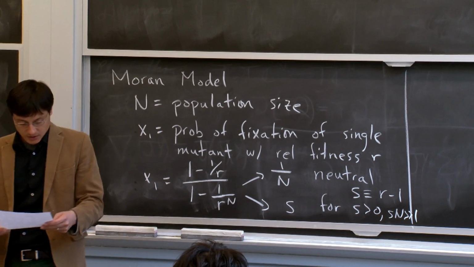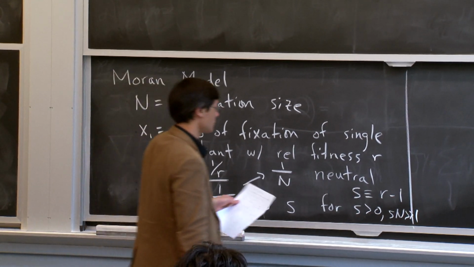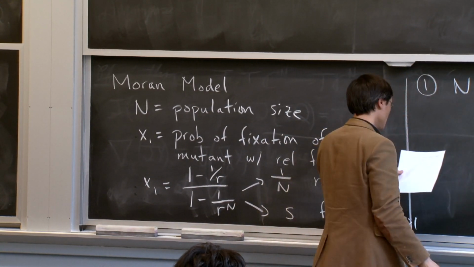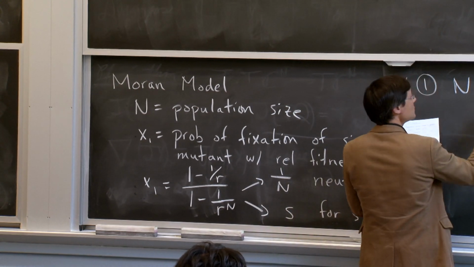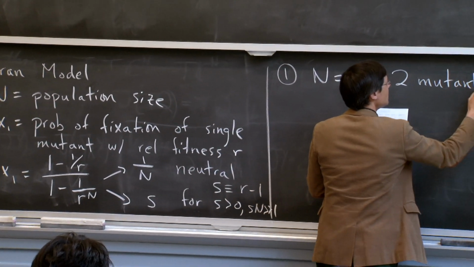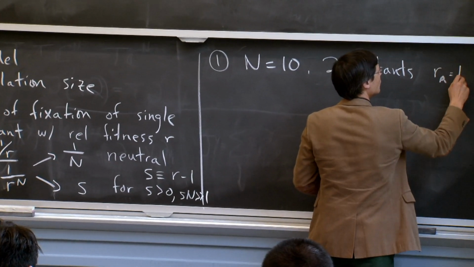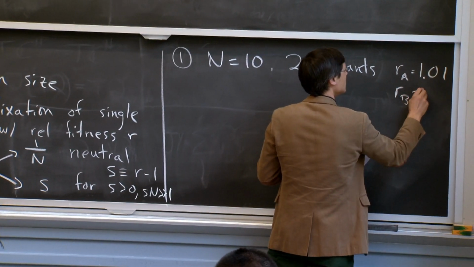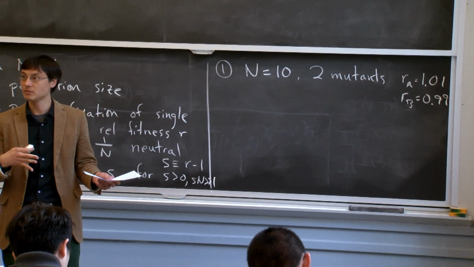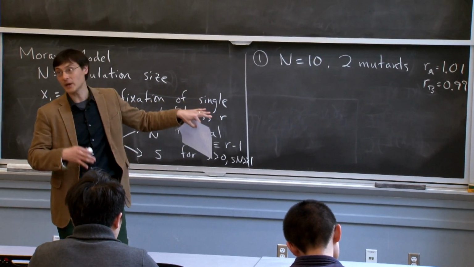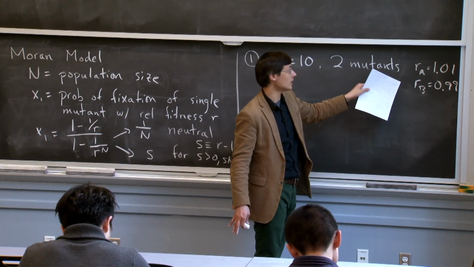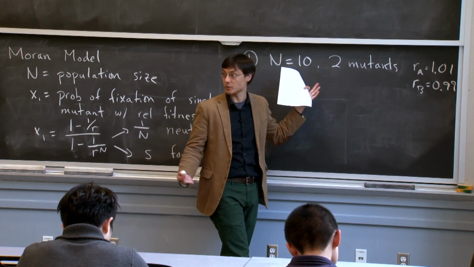All right, so I just wanted to have us consider a few possible situations. All right, population size 10. What we want to do is consider a situation where there are two mutants. And we're going to call them A and B, with relative fitness RA 1.01 and RB 0.99. So A is a beneficial mutant and B is a deleterious mutant, right? And in all of these problems, we're going to assume that the rest of the population has fitness 1. So these fitnesses of A and B are as compared to the rest of the population. So in this case, there are 8 other individuals with relative fitness 1.